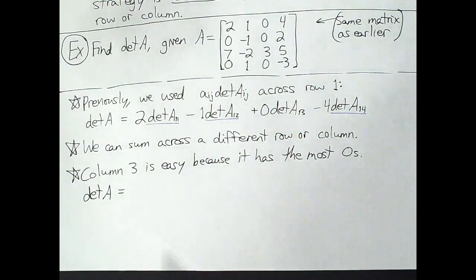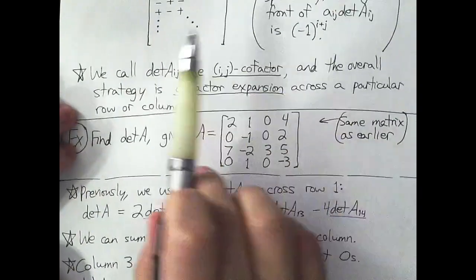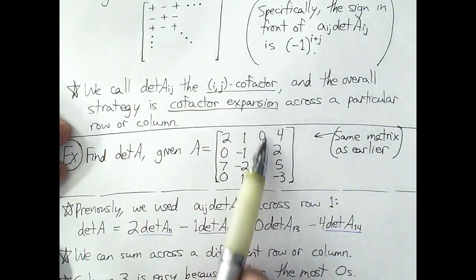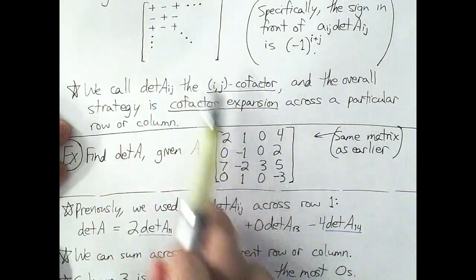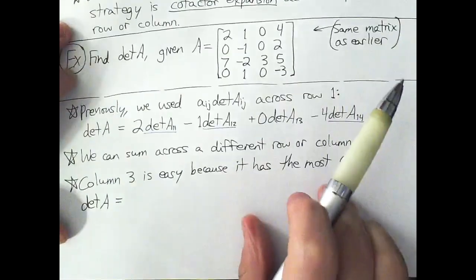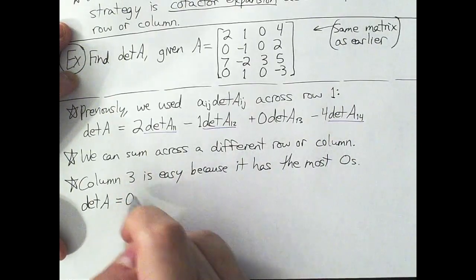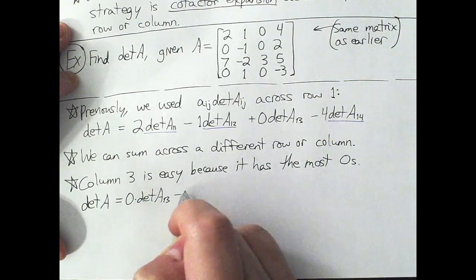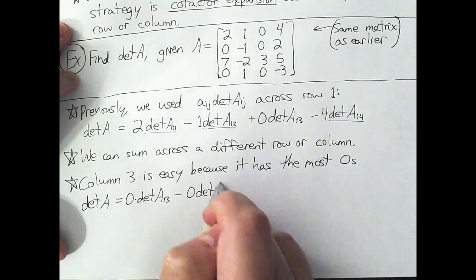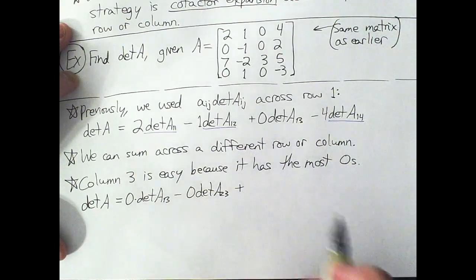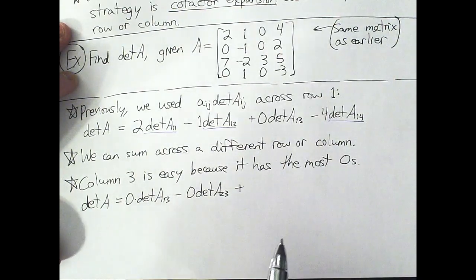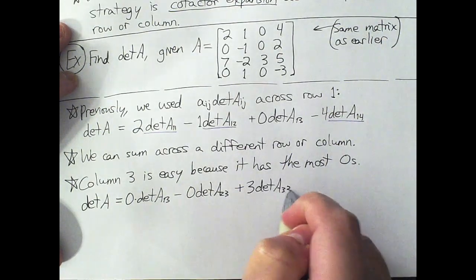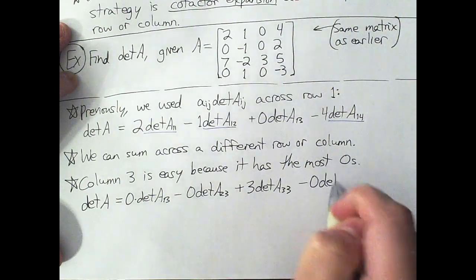Let's be careful about pluses and minuses. You could refer to this little diagram up here and say, if we're in that spot, we start with a plus. It's a 0, so it doesn't matter, but it does matter by the time we get to the non-zero entry. So, 0 times the determinant of A13 minus 0 times the determinant of A23 plus, this is why it was important that we got the pluses or minuses off on the right start, 3 determinant of A33 minus 0 determinant A43.